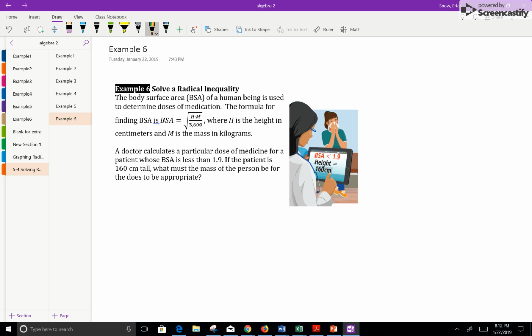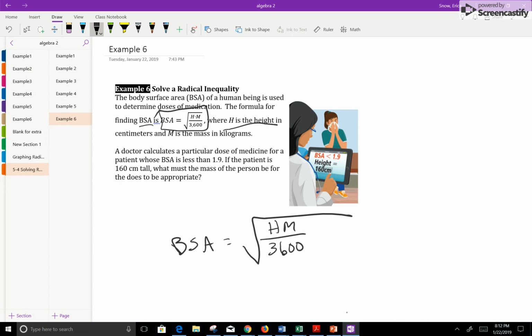All right, we're closing up again with another lovely radical inequality word problem, which again, all you're worried about is what you need to know. Okay, so it says our formula for finding BSA is BSA equals the square root of the whole thing, HM over 3,600, where H is height and M is mass. So then it says a doctor calculates a particular dose of medicine for a person whose BSA is 1.9. So I'm going to put 1.9 here.